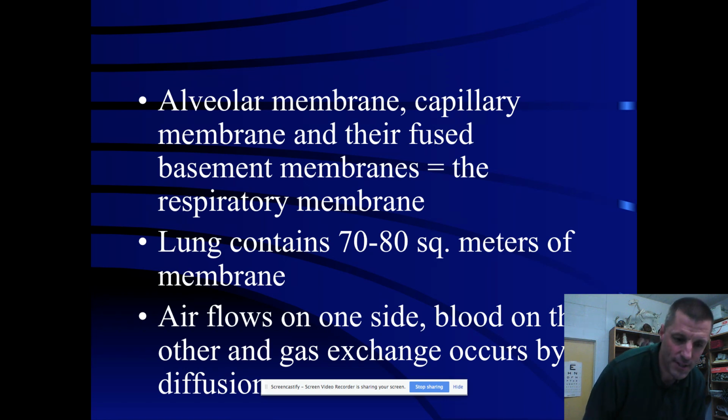Air flows on one side, blood flows on the other side, and gas exchange occurs by diffusion. So oxygen goes from the high side on the alveolar side into the low side, which is on the deoxygenated blood returning from your body. Carbon dioxide goes from what was the deoxygenated blood, or blood returning from your system. Cellular respiration produces a great deal of carbon dioxide. You're unloading that from the blood side into the alveolar side.